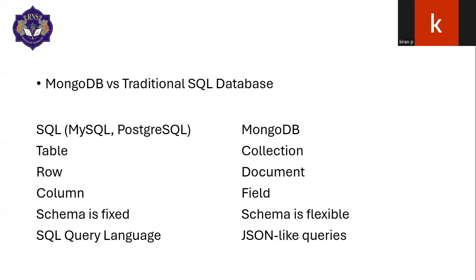So if you are comparing MongoDB with traditional databases, these are the differences that you can observe. In SQL, we represent it as a table. Now we represent it as a collection. So indirectly, when I say collection, it symbolizes table. Every row is represented as a document. Column is referred to as field.